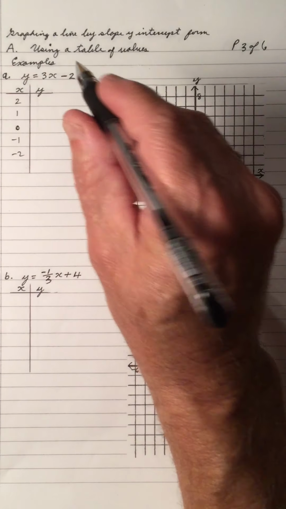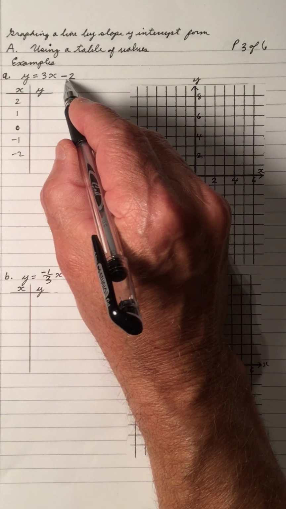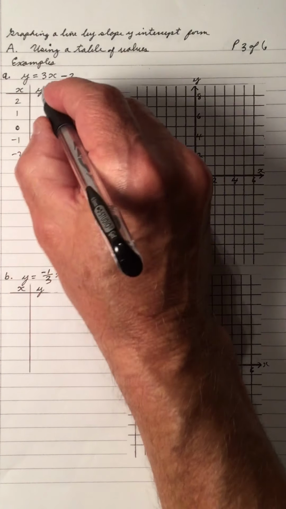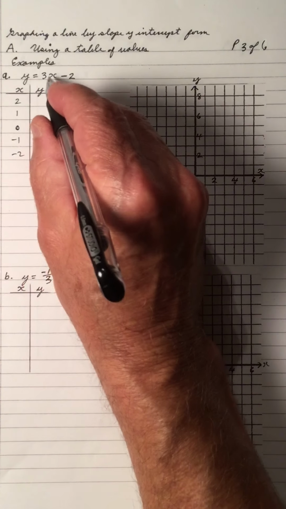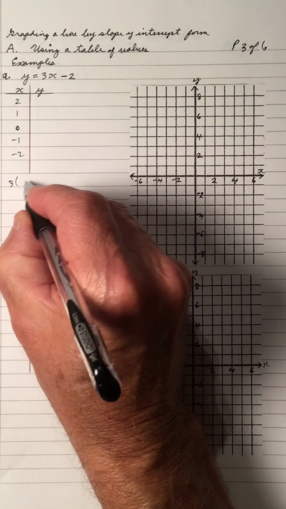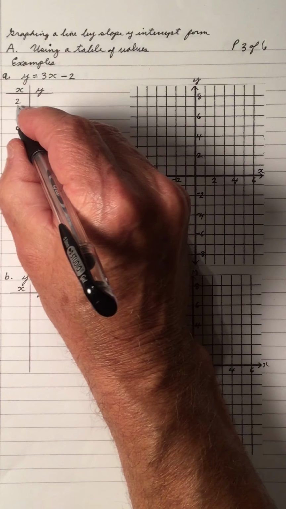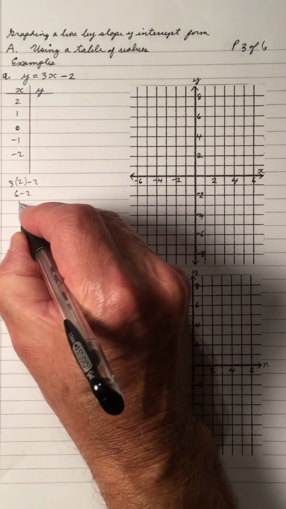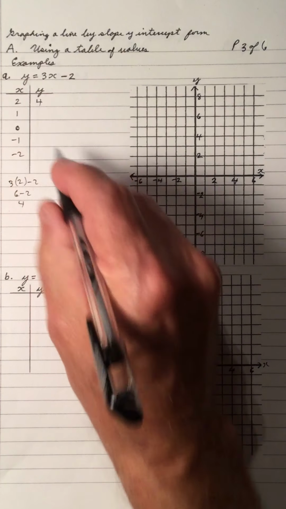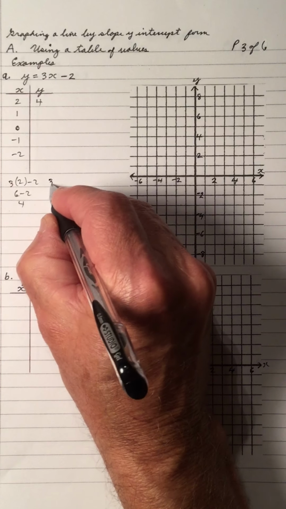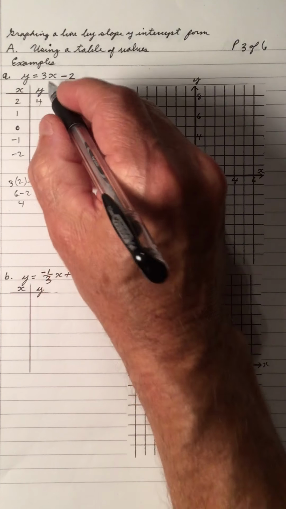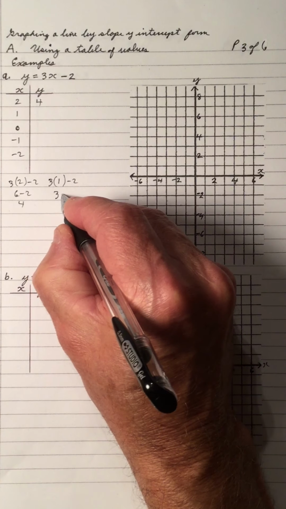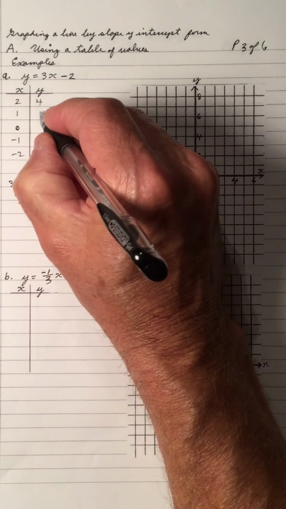So I know that this line is going to pass through the y-intercept at -2. If I use these numbers, I have 3x minus 2. X is 2, so I put a 2 in, I get a 6, and I end up with a 4 for the y value. If I put a 1 in the place of x, I get 3 times 1 is 3, minus 2 is 1, so I get a 1.